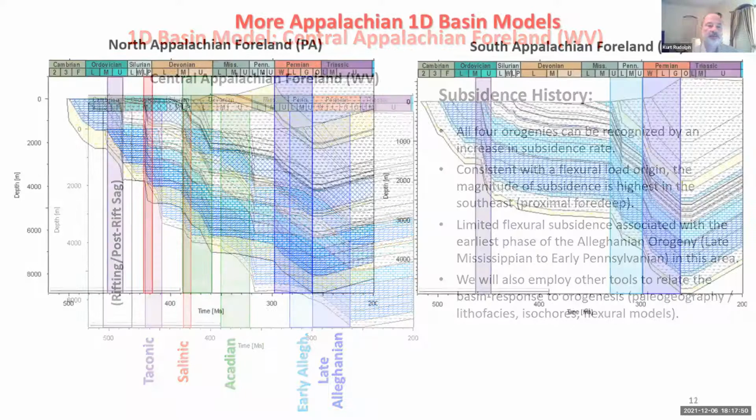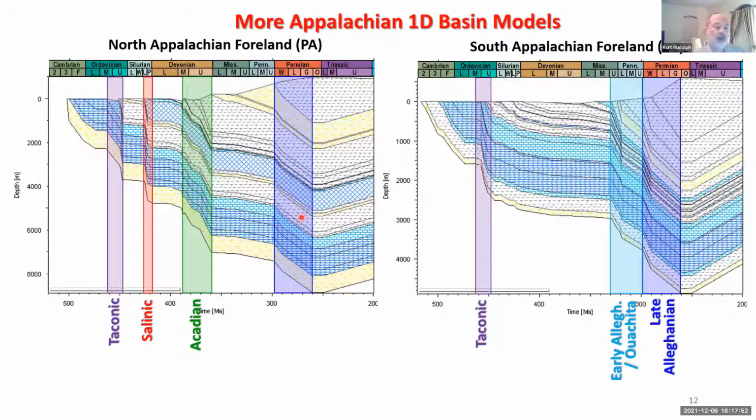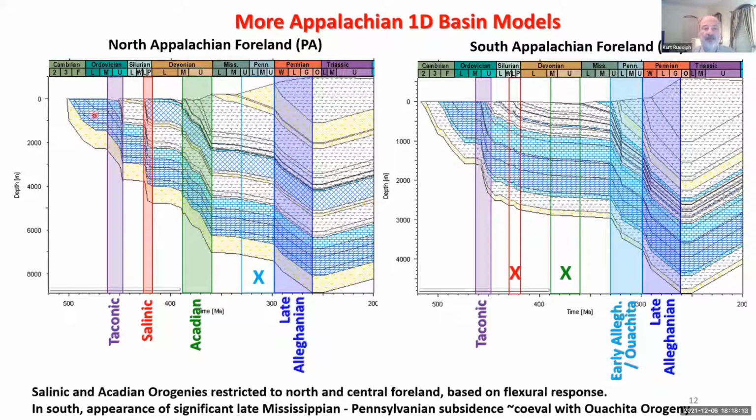So comparing that with a basin model lying to the north, this is in Pennsylvania, we see the same 4 flexural subsidence events right on schedule. But when we look to the south, and this particular model is in Kentucky, we see evidence of the Taconic, although it's a little bit younger, which is interesting. See no evidence of the Salinic or Acadian orogenies.